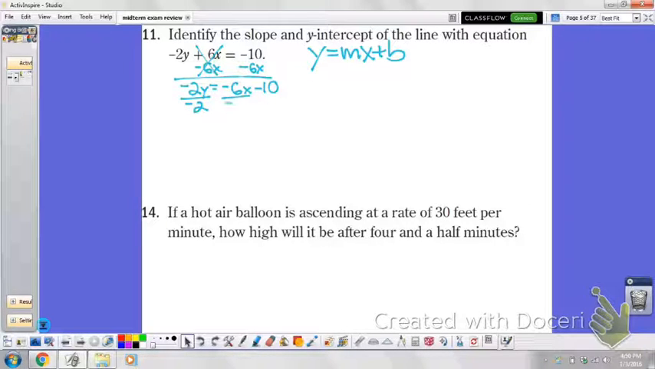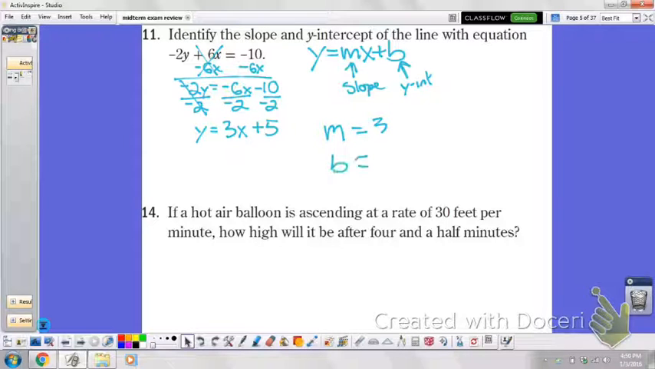So I will divide everything by the negative 2. I have y is equal to negative 6x divided by negative 2 is 3x, and negative 10 divided by negative 2 is plus 5. And remember, in our slope-intercept equation, m is my slope, and b is my y-intercept. So in this case, m is equal to 3, and b is equal to 5.